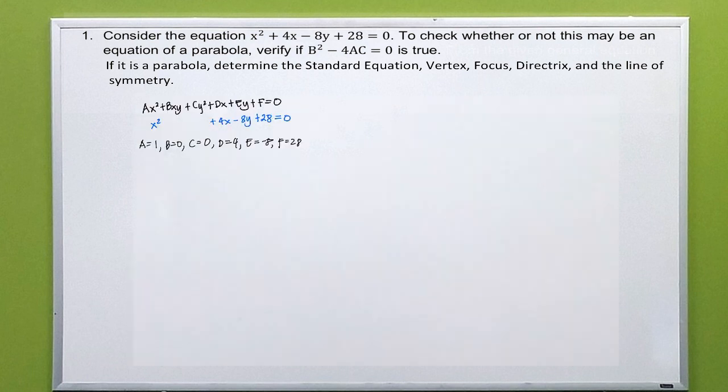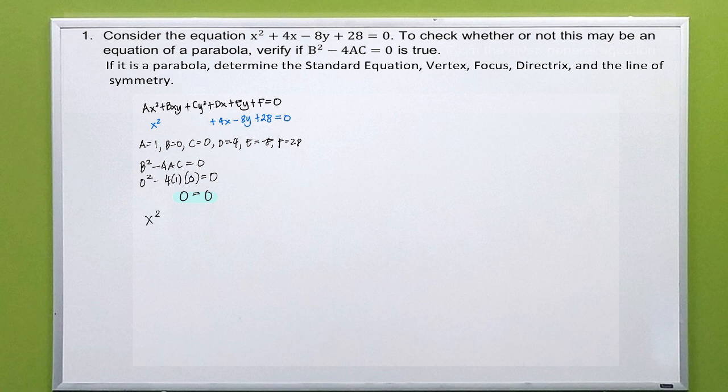From the given equation, our A is 1, B is 0, C is 0, D is 4, E is negative 8, and F is 28. Using the discriminant formula b squared minus 4ac equals 0, simply substitute the given values to the formula. Since 0 equals 0, we can say that the equation is a parabola.